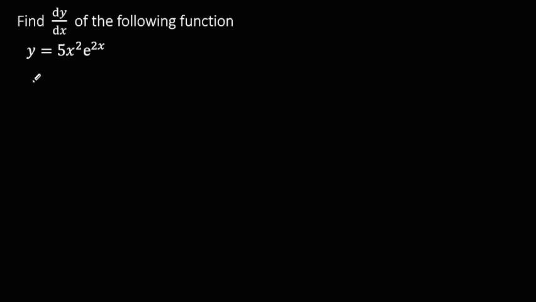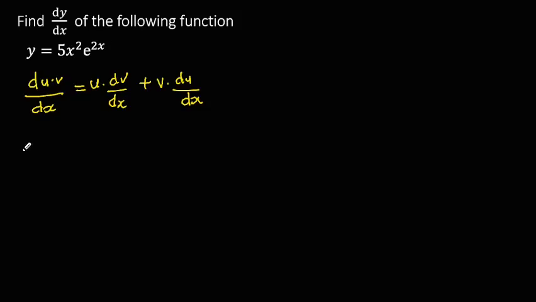We have that example, and we are told to find dy/dx of the following function, and dy/dx of a function is just finding the derivative of that function. As we can see here, our function y is a product of two functions, that is 5x squared multiplied by the exponent raised to the power of 2x. In this case, we are going to use the product rule formula, d(uv)/dx, which is equal to u multiplied by dv/dx plus v multiplied by du/dx, to find the derivative of our function.